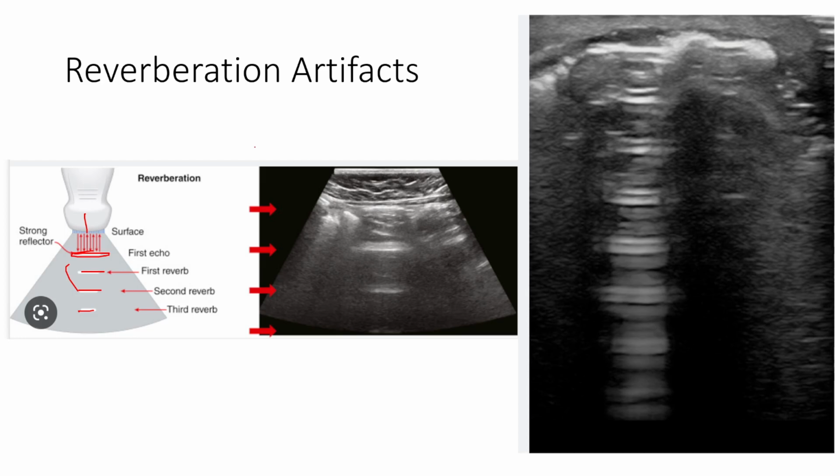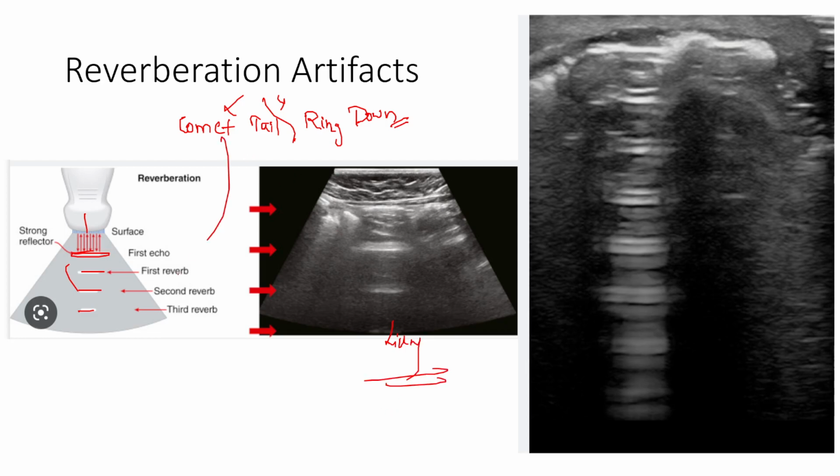These reverberation artifacts are of two types. One, comet tail artifacts, and second, ring down artifacts. Ring down artifacts and comet tail artifacts are the two types of reverberation artifacts. This is actually the reverberation artifact seen in lung.